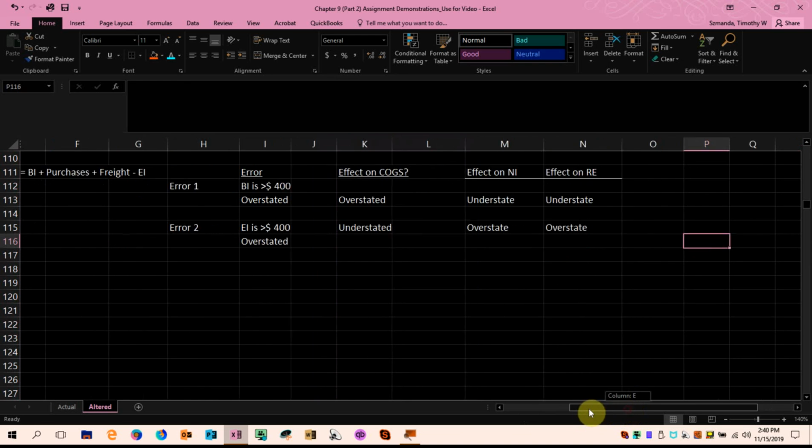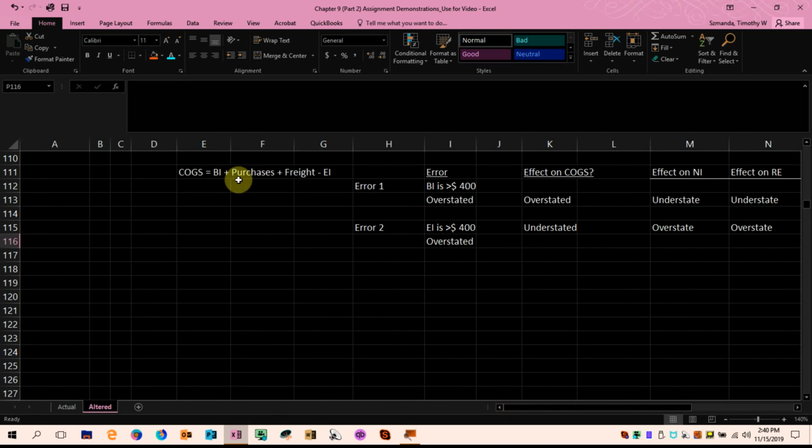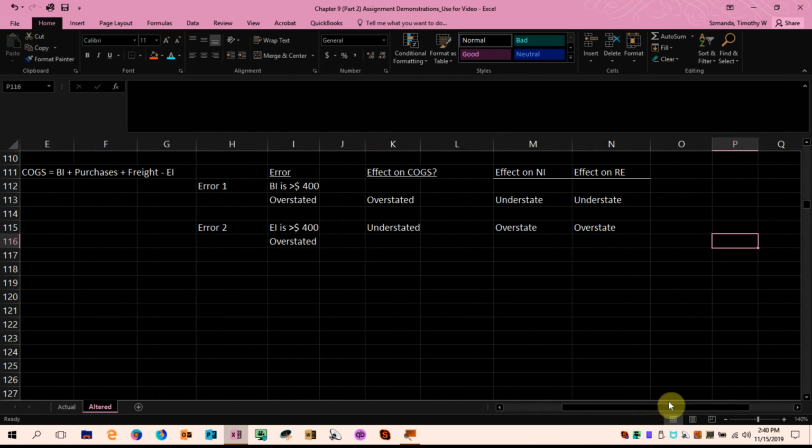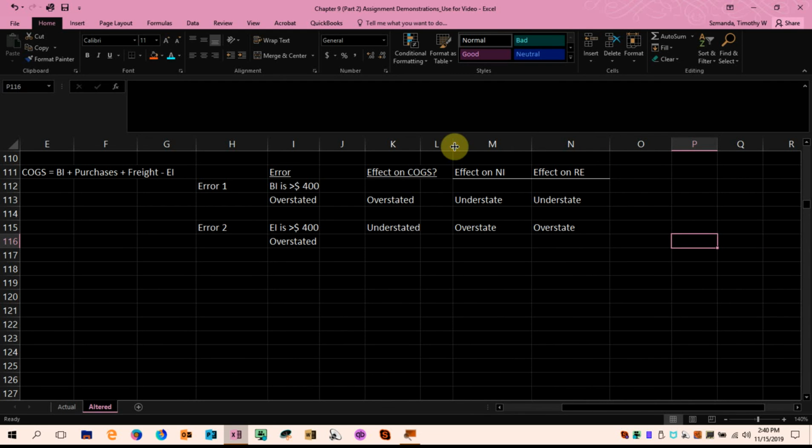So that's an overview then, using the inventory formula, determine the effect of errors on cost of goods sold, on net income, and of course on retained earnings. Any questions on these or any of the concepts discussed in Chapter 9, please let me know.